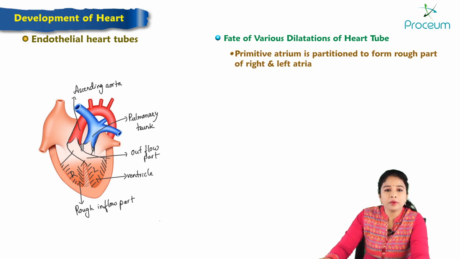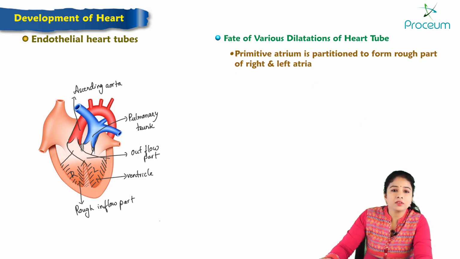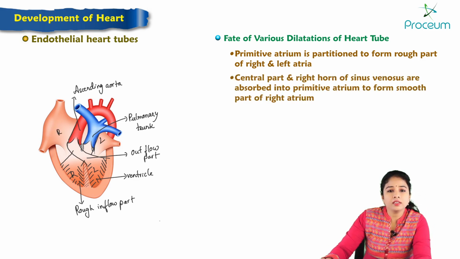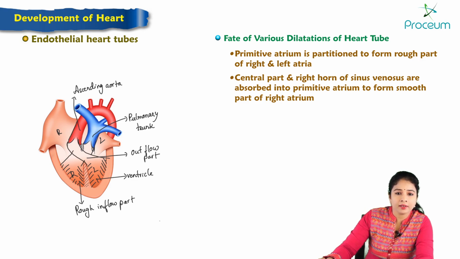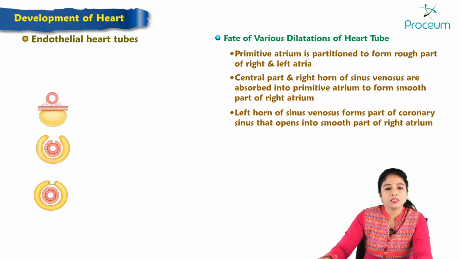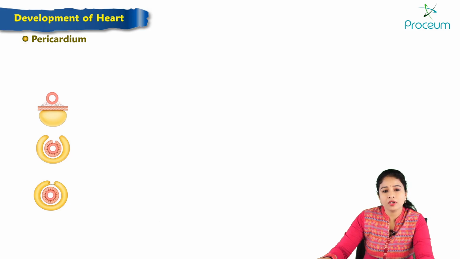Now next about the primitive atrium. It is partitioned from the rough part to form the right and left atria. And the central part and the right horn of the sinus venosus get absorbed into the primitive atrium to form the smooth part of the right atrium. The left horn of the sinus venosus forms a part of the coronary sinus that opens into the smooth part of the right atrium. Now we shall discuss the development of the pericardium of the heart.